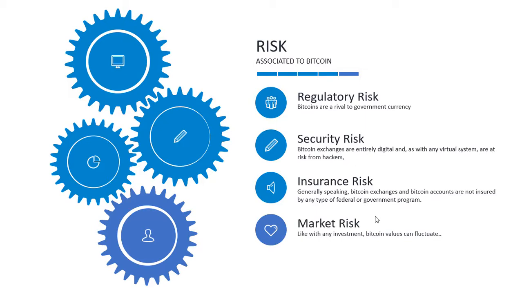Insurance risk. Some investments are insured through the Securities Investor Protection Corporation. Normal bank accounts are insured through the Federal Deposit Insurance Corporation, FDIC, up to a certain amount depending on the jurisdiction. Generally speaking, Bitcoin exchanges and Bitcoin accounts are not insured by any type of federal or government program. In 2019, prime dealer and trading platform SFOX announced it would be able to provide Bitcoin investors with FDIC insurance, but only for the portion of transactions involving cash.